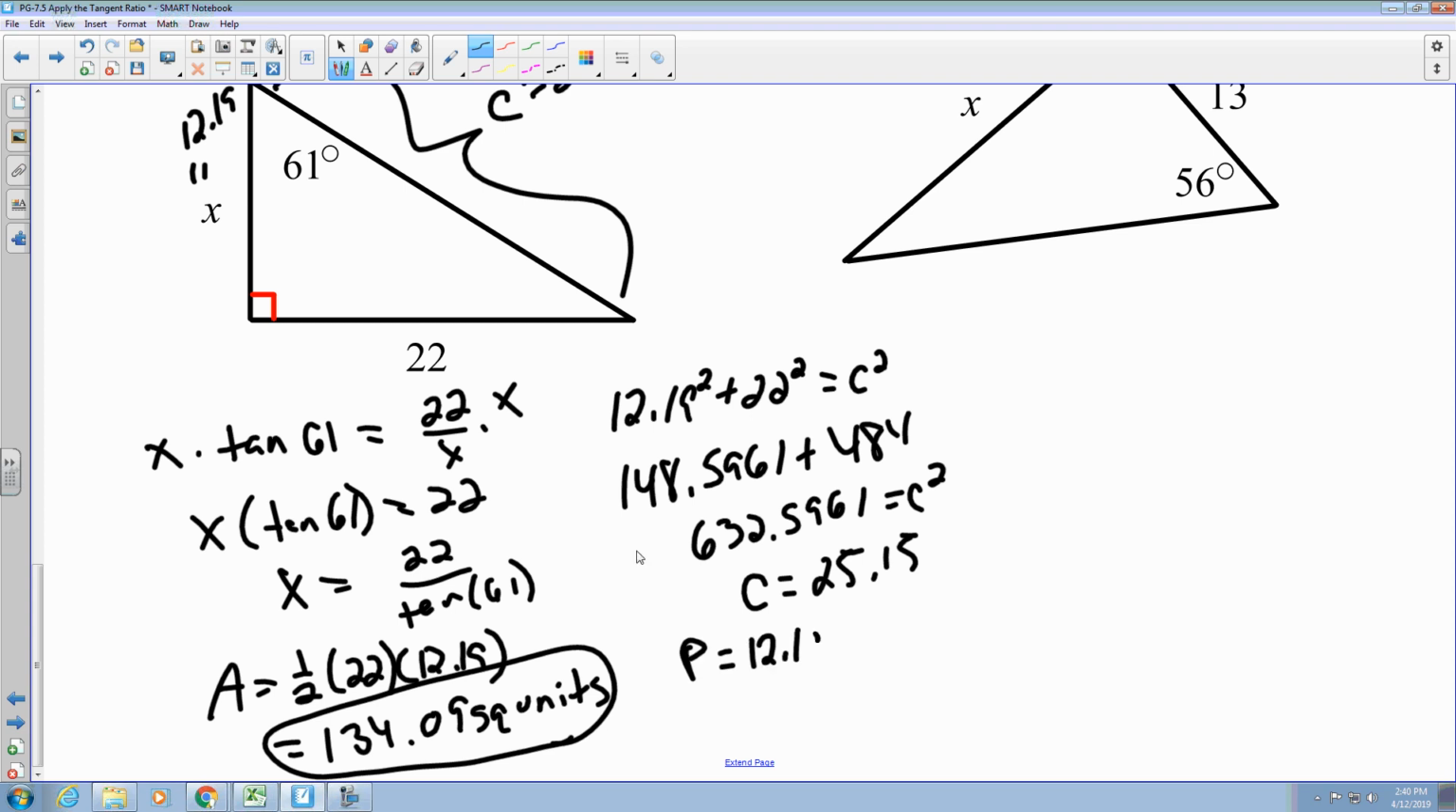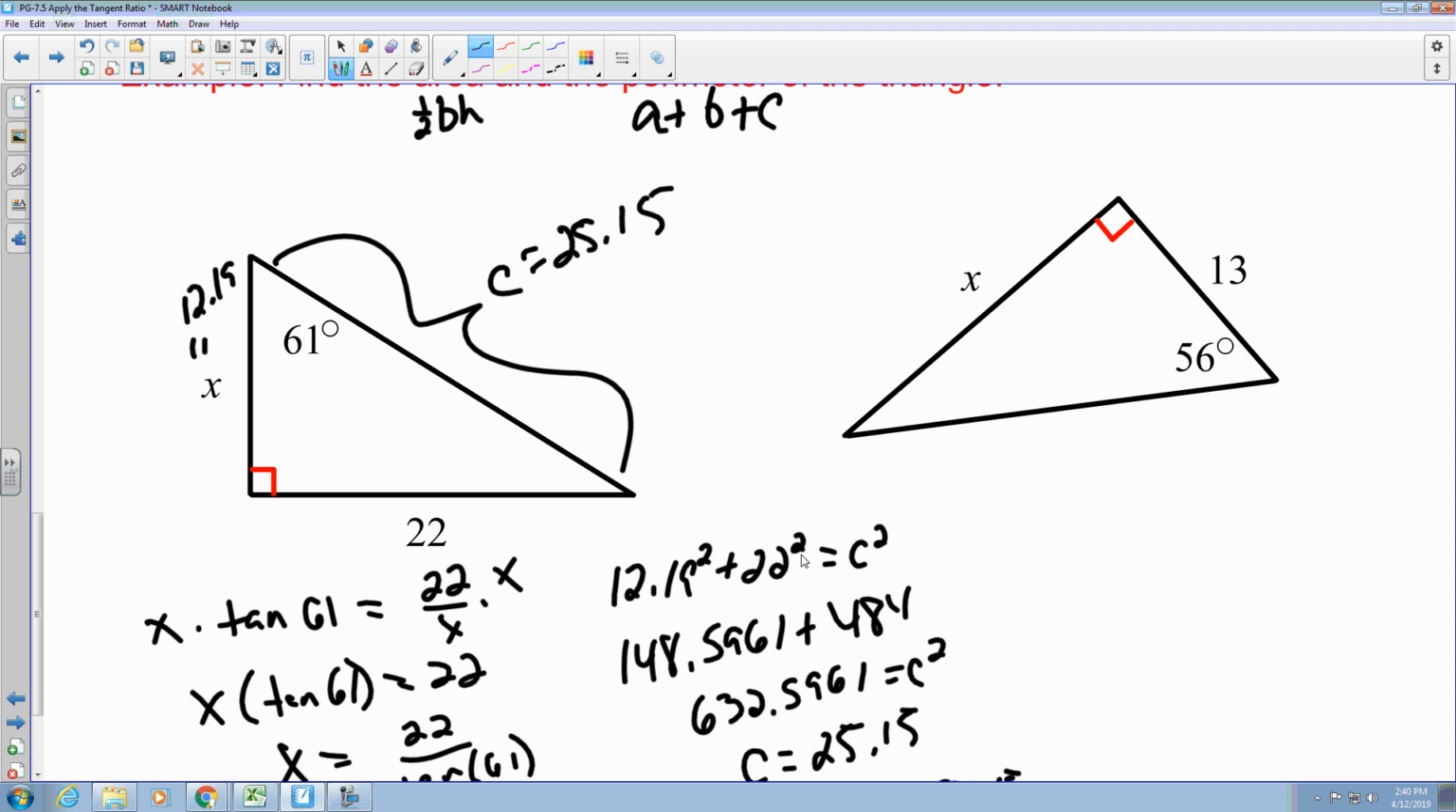So I got 12.19 plus 22 plus 25.15. Yep, that's what it was. 12.19 plus 22 plus 25.15. And that gives me a perimeter of 59.34 units.